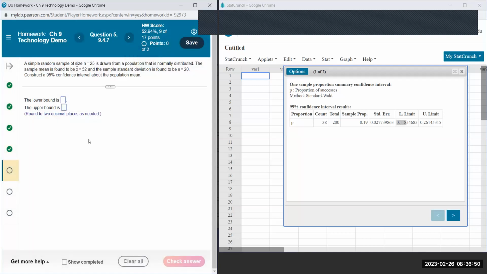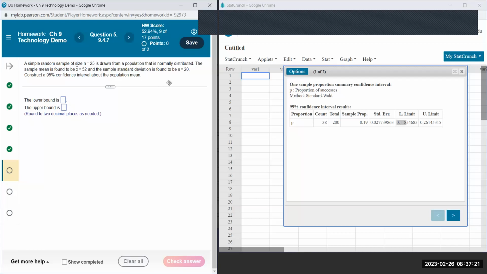A random sample of size 25 is drawn from a population that's normally distributed. So they're telling us that, since this symbol here is for means, we would need to be at least 30 or larger. They're telling us this is less than 30, but we've checked it. It comes from a population that's normally distributed, so we don't have to meet the requirement of it being large enough. The sample mean for this group of 25 happens to be 52.